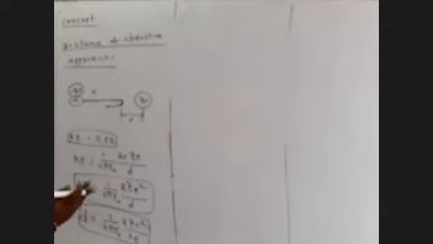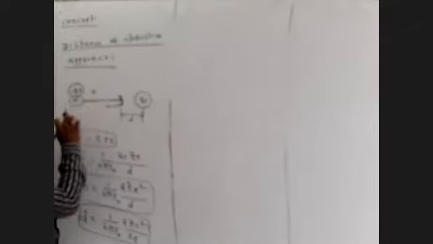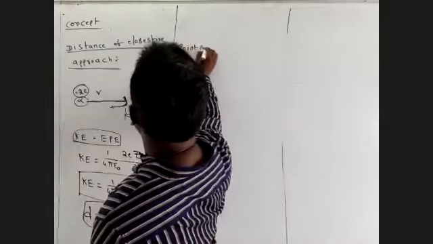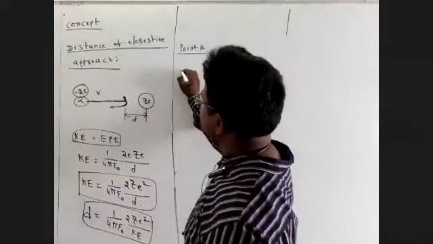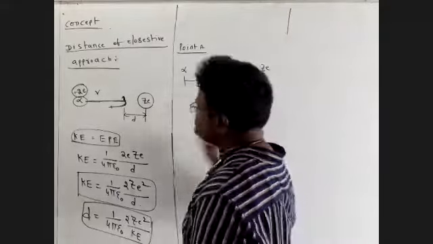Why I am writing this, see carefully. We have two situations. Suppose the charged particle is at this place. What is the kinetic energy? Kinetic energy is maximum at point A. At point A, the distance between the alpha particle and ZE is infinity.